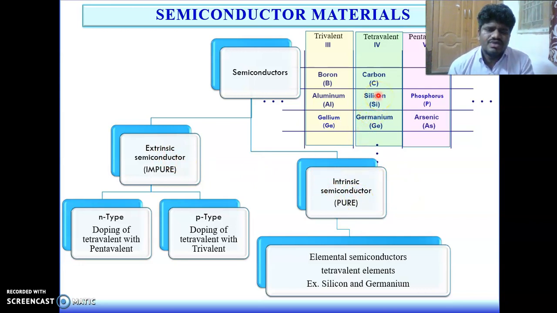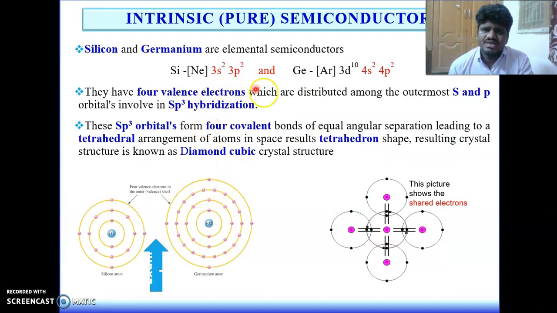Most of the fourth group elements in the periodic table are intrinsic semiconductors. Whenever you dope these fourth group elements with third group or fifth group elements, we get p-type and n-type semiconductors. Next, intrinsic or pure semiconductors. Examples we already mentioned: silicon and germanium.